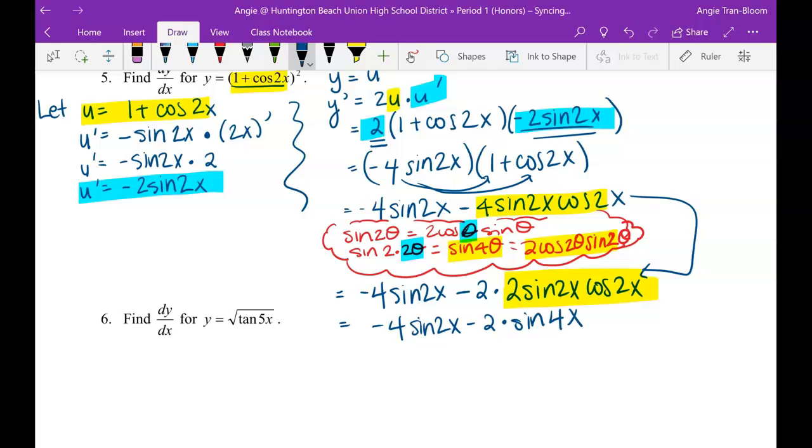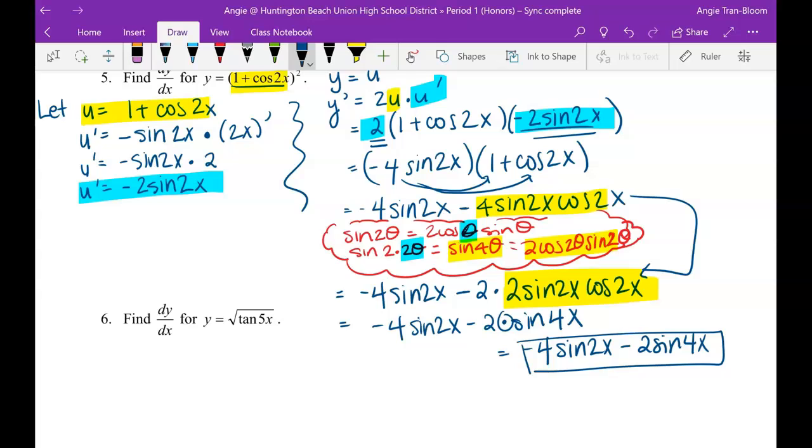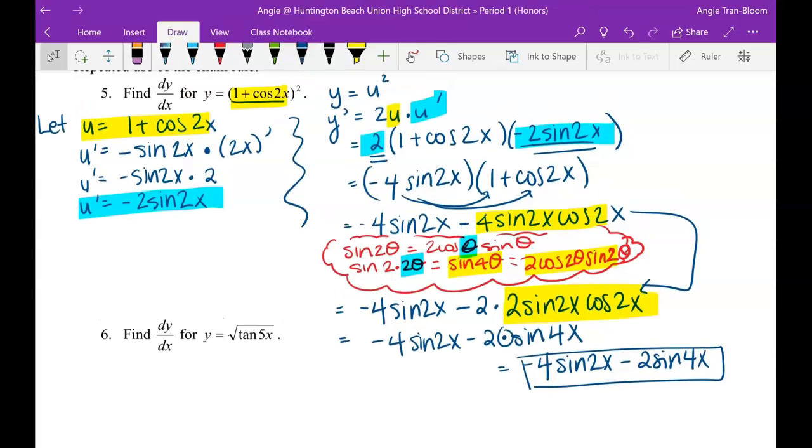As you can see, this is a lot simpler to look at. So negative 4 sine of 2x minus 2 sine of 4x. I'm just trying to get rid of that dot right there. Now I can combine these. So guess what? This is as far as we will go. So final answer: the derivative of 1 plus cosine 2x, all of that quantity squared, is negative 4 sine of 2x minus 2 times sine of 4x.